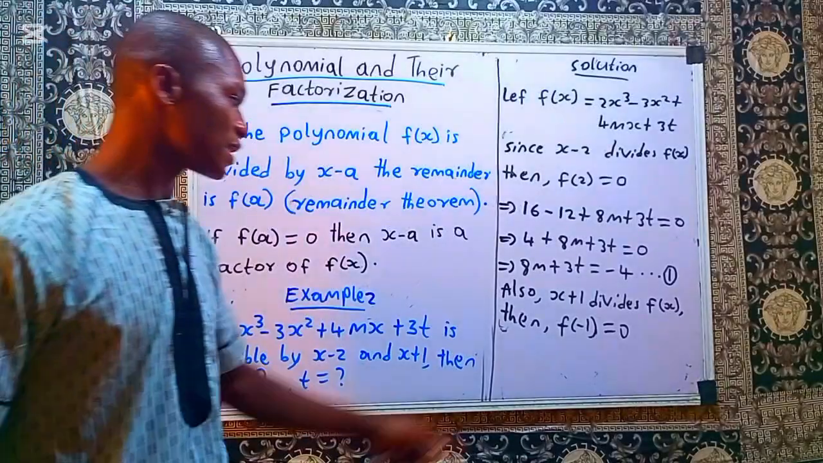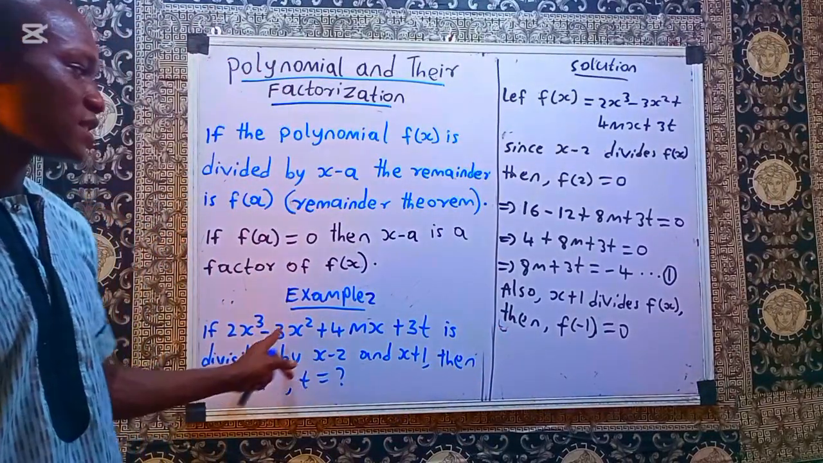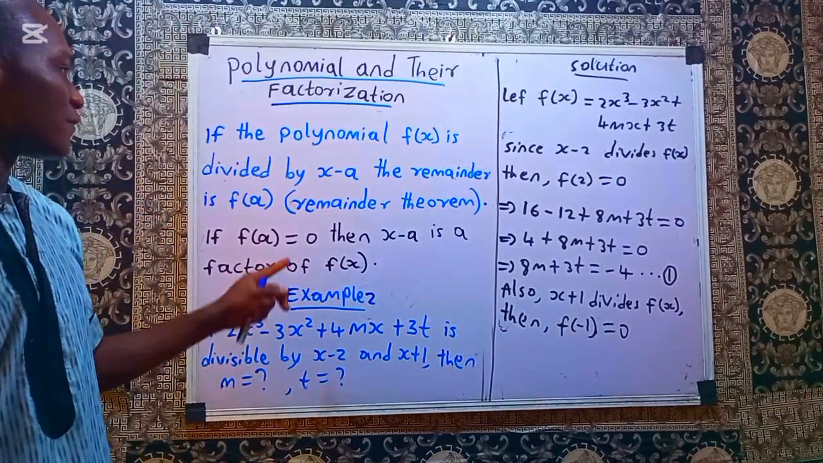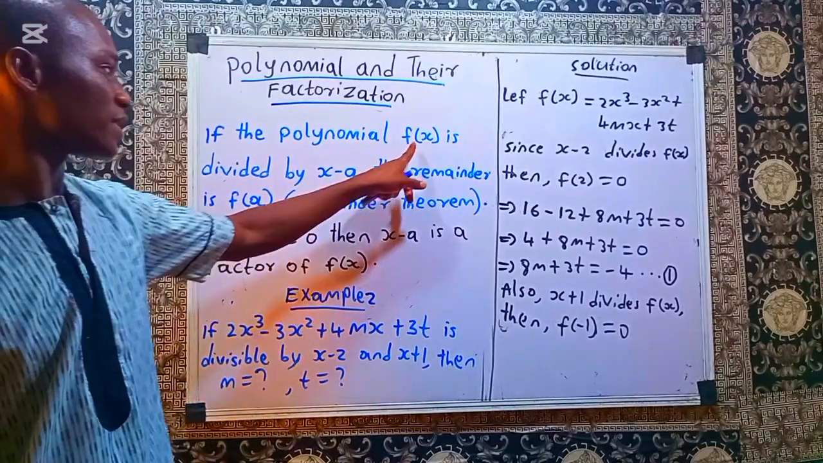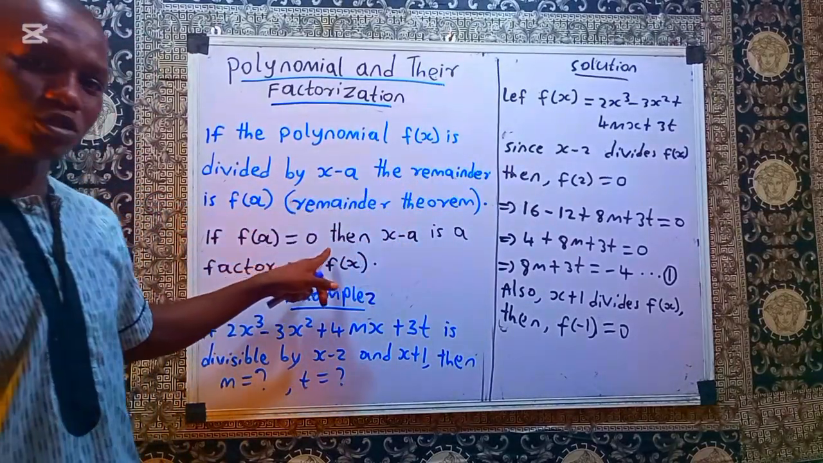Since they told us that x plus 1 divides this polynomial, then by the factor theorem, if x minus a divides the polynomial f of x, then f at a is what? 0.